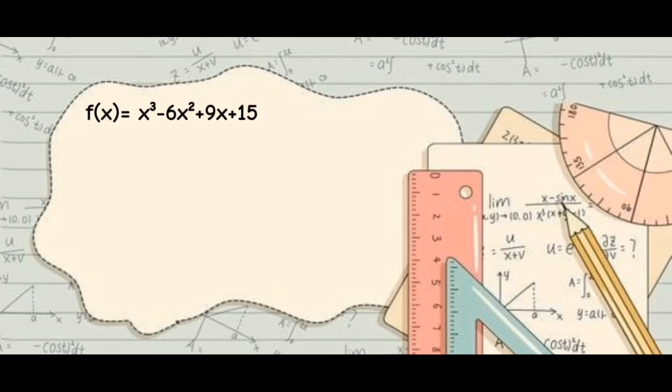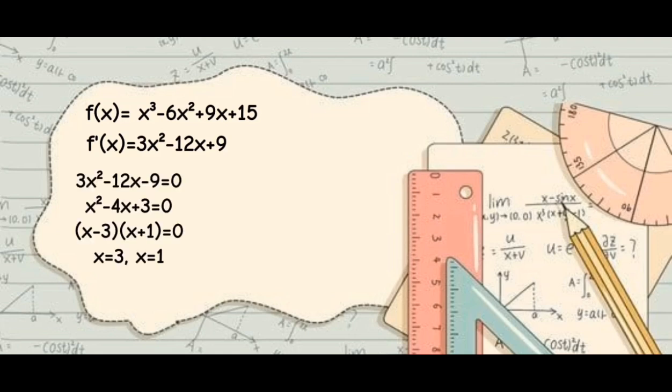For example, the function f of x is equal to x cubed minus 6x squared plus 9x plus 15. First, we need to find the first derivative, which is 3x squared minus 12x plus 9. Then, we need to equate the first derivative to 0 and solve for x to get the critical points, which would give us this answer. And since we have two critical points, we need to classify these points individually.